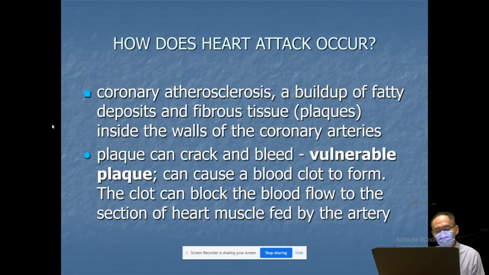And how does it occur? Mainly because of a build-up of fatty deposit combined with fibrous or scar tissue, which we call plaque, inside the wall of these coronary arteries. This plaque can crack and bleed. When it bleeds, it creates a clot in the vessel and total occlusion of the blood supply to the heart muscle. These plaques are very vulnerable and are mainly due to arteriosclerosis. Cholesterol, smoking, diabetes and hypertension cause the forming of arteriosclerosis.